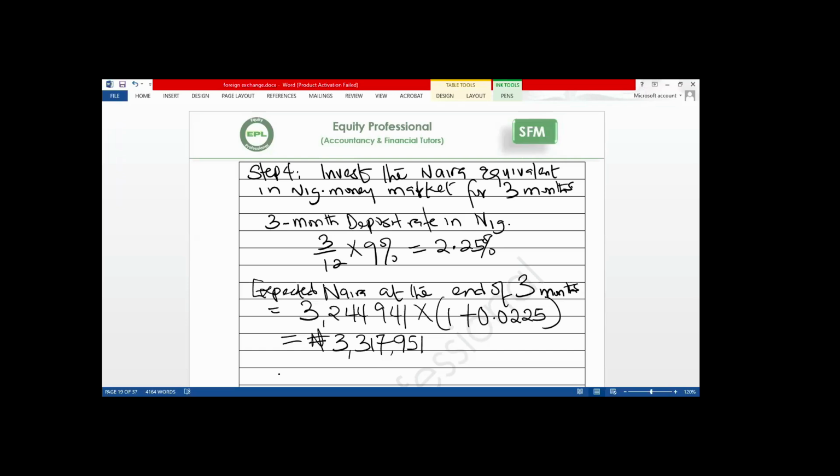The first one we divided because we know the future value. We now want to get the present value. The second one we multiply because we know the present value. The present value now is 3,244,941. We now want to invest this money for 3 months. We now want to get the future value to be expected in 3 months. If you remember, that's why if you look at the mathematics of finance, future value is calculated as present value bracket 1 plus, look at the formula for future value. Look at the formula.